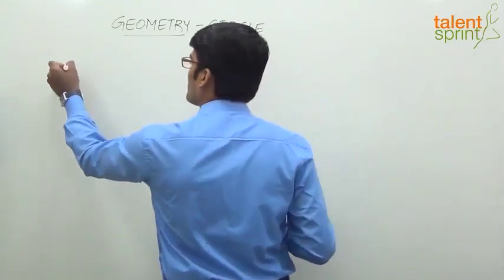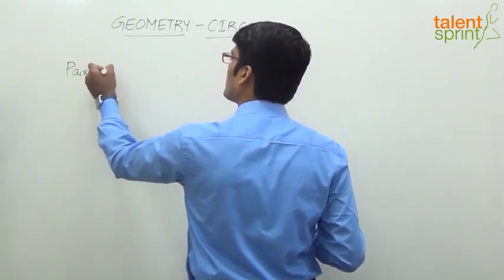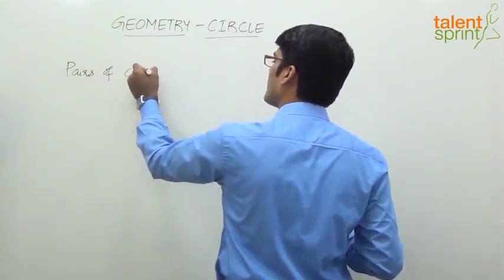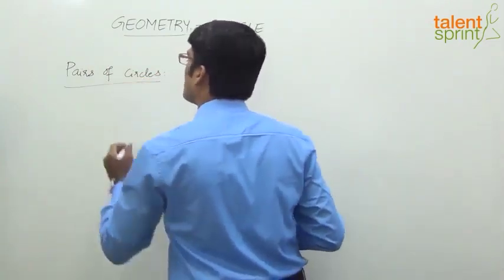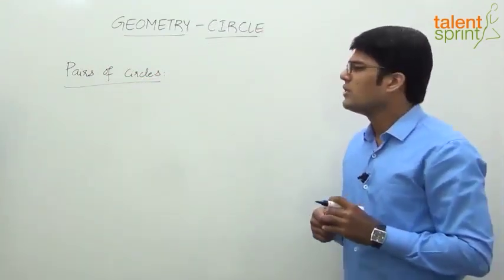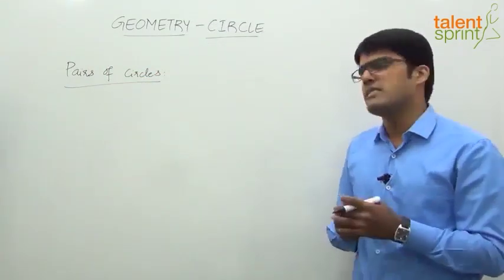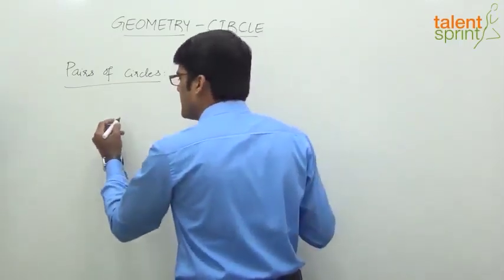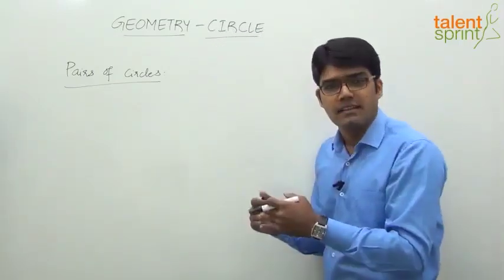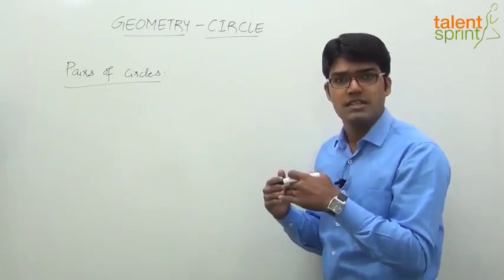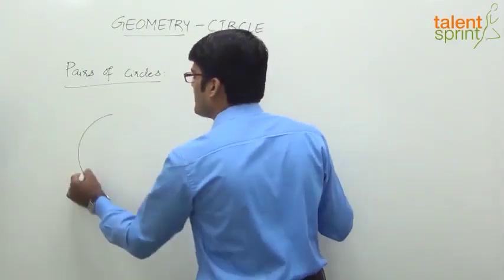So let's look at pairs of circles. Here we are going to look at two circles. Now, there are various important points here. For example, let's say there are two circles which touch each other externally, a pair of circles which touches each other externally.